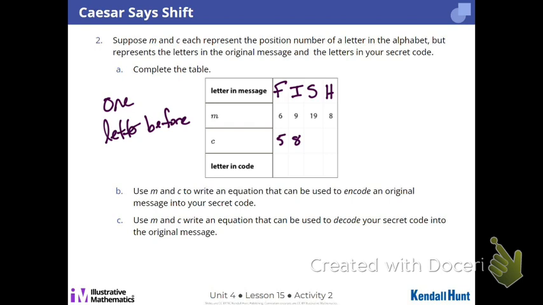1 before 19. And 1 before 8. 7. So this is the same thing, but we're just associating a number to its place in the alphabet. So to encode fish, we're going to go one letter before. So one letter before F is E. One letter before I. One letter before S. One letter before H. G.